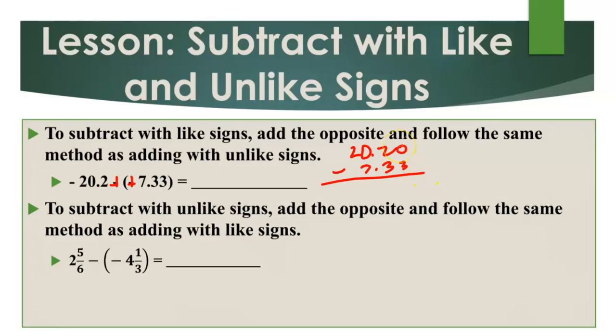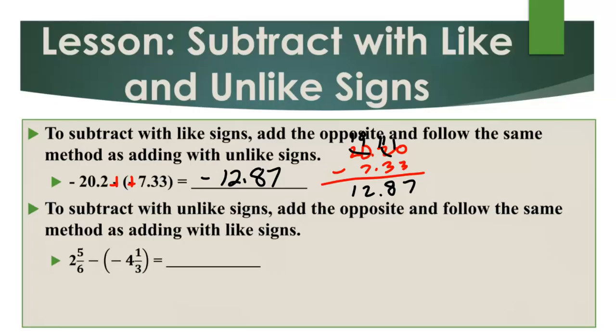And there's going to be a 0 there, so we need to borrow. 10 minus 3 is 7. Borrow here, so this would be a 19. 11 minus 3 is 8, and 19 minus 7 is 12. So I would have 12.87. And since 20.2 is bigger than 7.33, I go with that sign, which would make it negative.